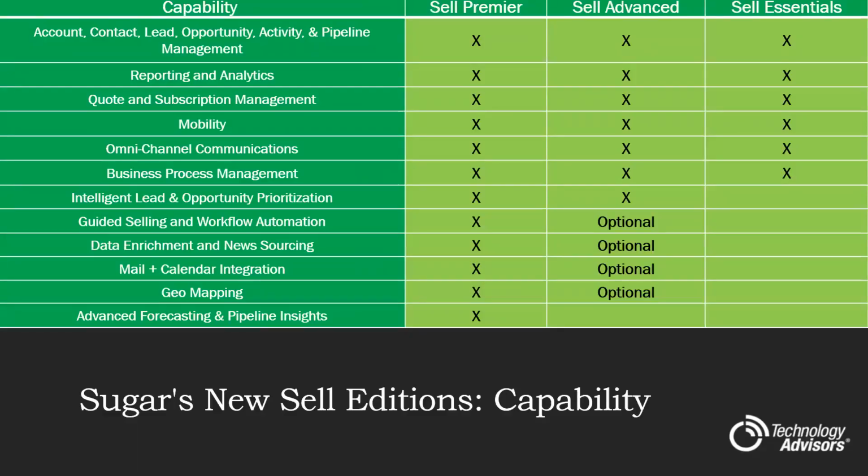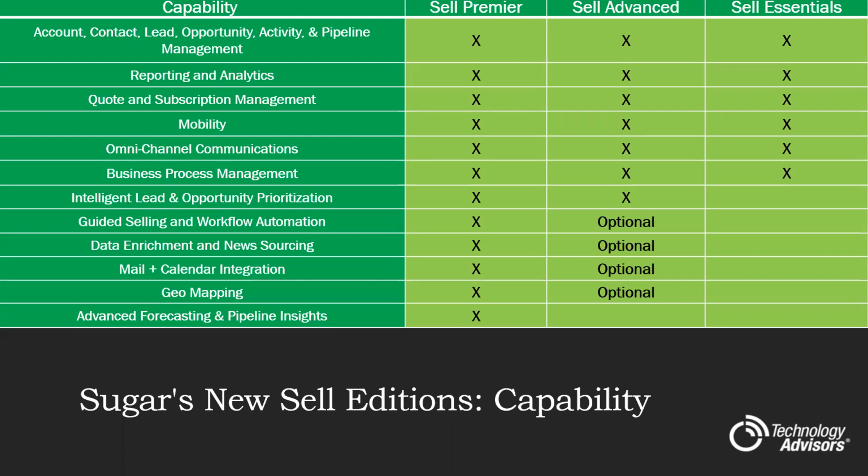So you can see that the basic functionality with accounts, contacts, reporting, and quotes is in all of the editions. Where we really do start to see the differentiation between these new Sell versions is with workflows, with the data enhancement and enrichment, with your mail and calendar integrations, and mapping.